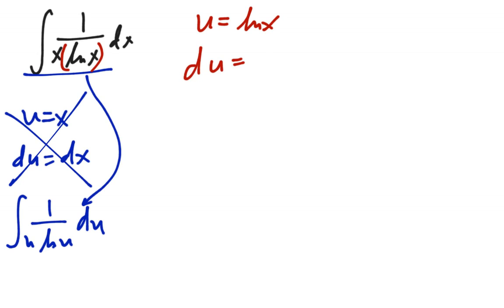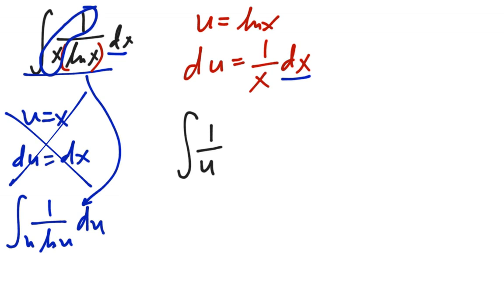Then my du will be 1 over x dx. So let's try to rewrite this. I'll have the integral of 1 over stuff, because the ln of x is on the bottom, so I'll have 1 over u. And then notice what's left. What's left is the dx, so I'm good there, and 1 over x. The x is on the bottom, and so I can replace the 1 over x and this dx with the du on top, like this.